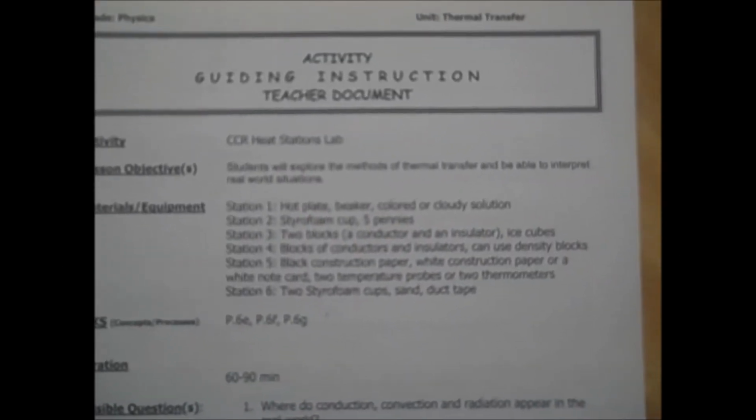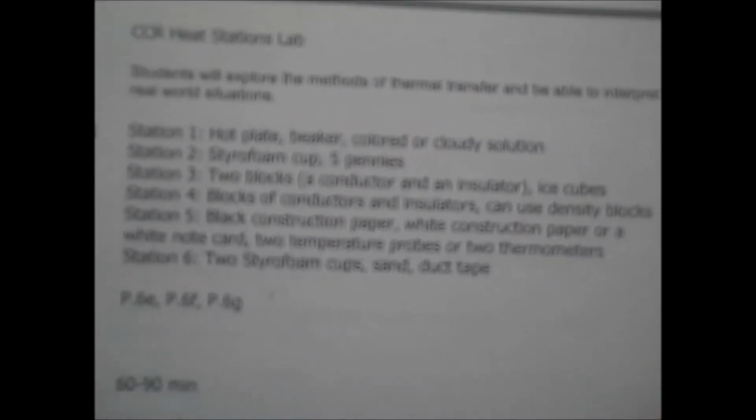Today in class we're doing a lab. The lab is our heat stations lab. There are 6 rotations. They should go by fairly quickly and cover simple concepts. You will have your own sheet of questions. There will be 3 or 4 for each station as you rotate through.